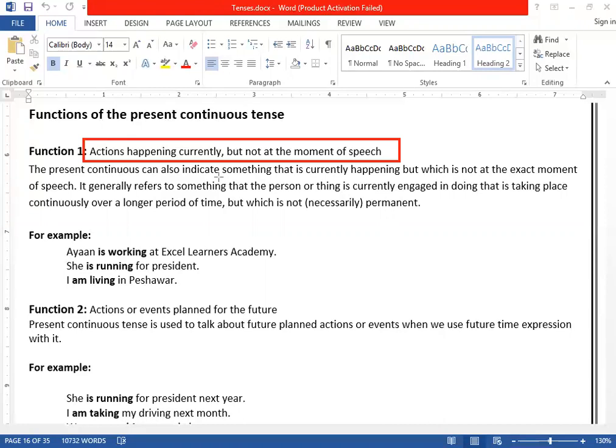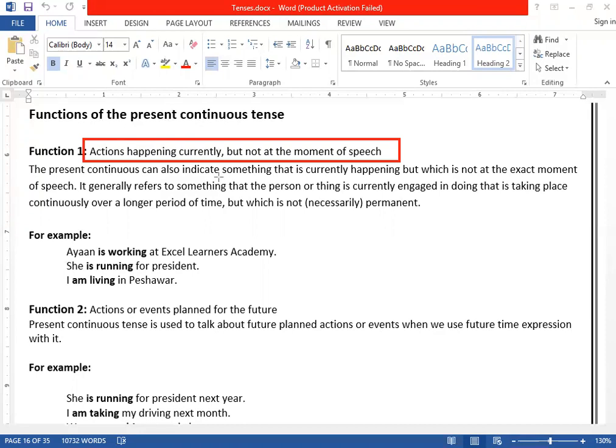Like for example, somebody asks you outside, what do you do in Peshawar? You say, I'm studying IELTS. I'm studying IELTS. Currently, you are studying it. But at the moment, the way you talk, you are not studying at that time. Clear? So for that type of things, you can also use I'm studying IELTS.